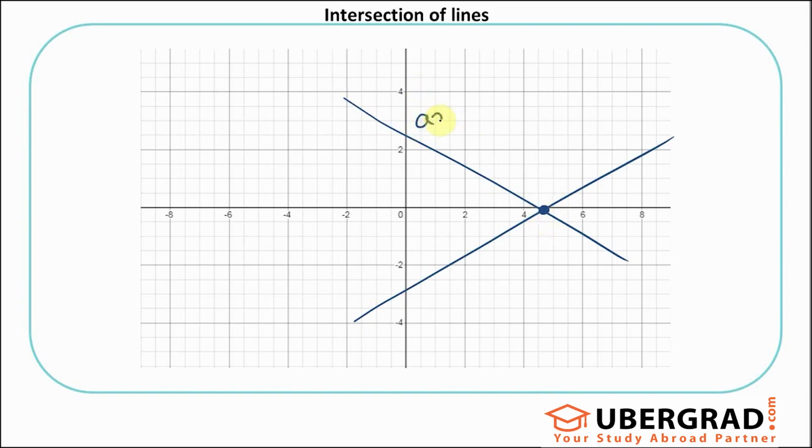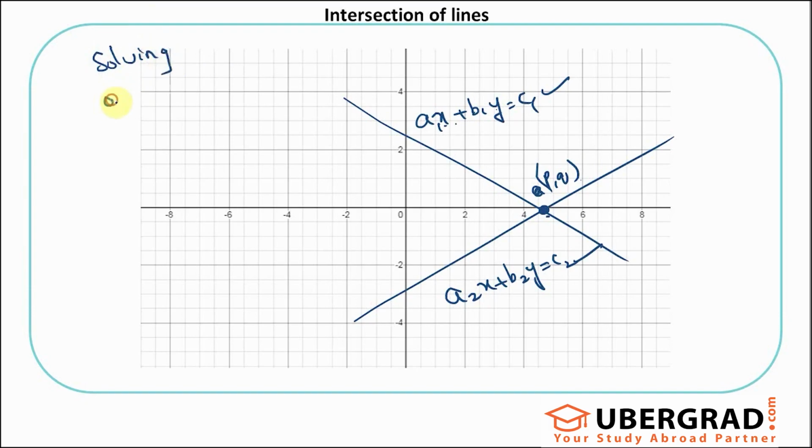Let's say there's an equation like this: a1x plus b1y equals c1, and another one, a2x plus b2y equals c2. So how would I find the intersection point of these two equations? Whatever this point is, let me call it p comma q, the point of intersection. This p and q, if I substitute here, should satisfy both equations. That is basically solving a pair of linear equations. So once I solve these two equations, I will get the point p comma q. That's how you should do it.